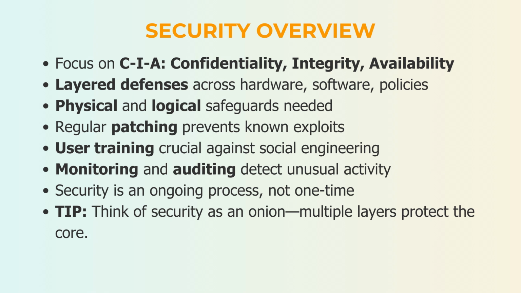Security encompasses confidentiality, integrity, and availability, known collectively as the CIA triad. Achieving these goals involves layering multiple defenses at the hardware, software, and user policy levels. For instance, encryption protects data at rest and in transit, while firewalls block unwanted connections, and antivirus software detects malicious files. Physical security, such as locked doors and biometric access, supplements logical measures like intrusion detection systems.